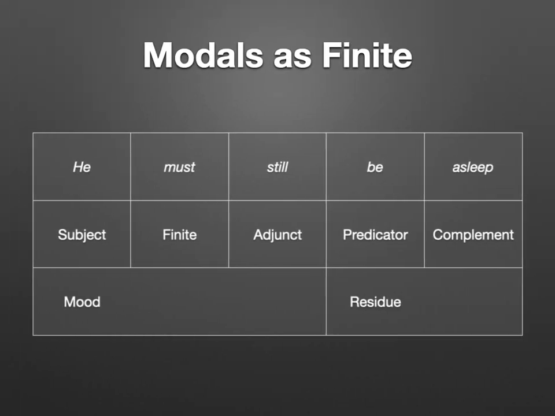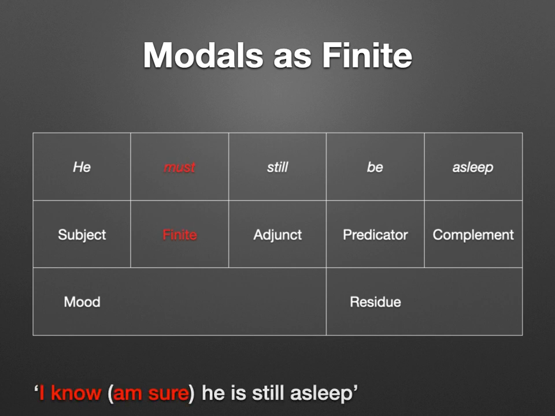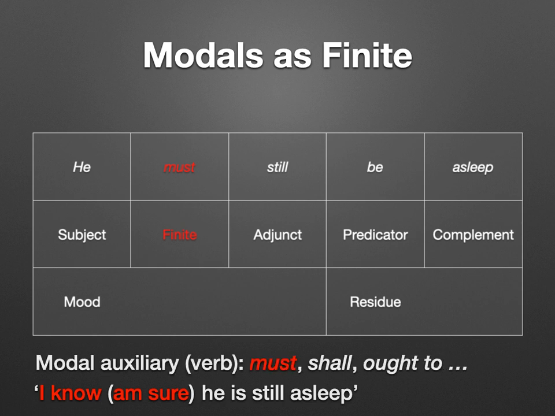So again, if we focus on modals as finite, you have must here, and we can gloss that as I know, I'm sure he's still asleep. He must still be asleep. So that might suggest inference leading to I know, I'm sure. So it's using a modal auxiliary, one of those that's used with high degree: must, shall, ought to. So the example could have been he ought to still be asleep. Okay.